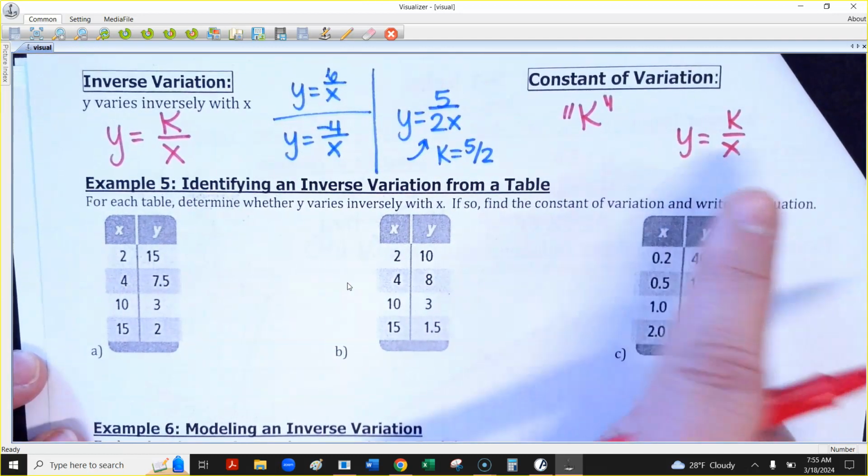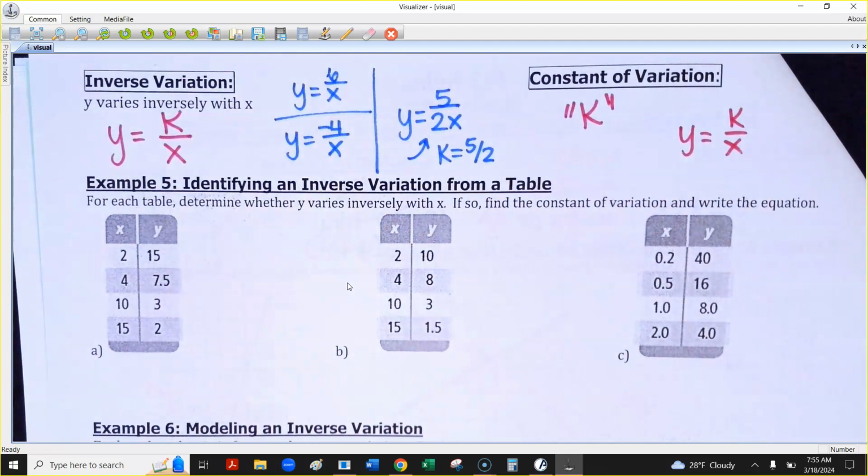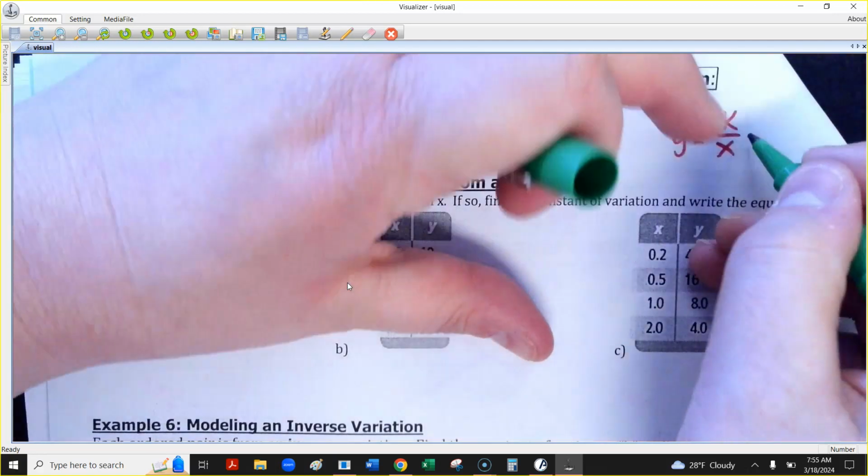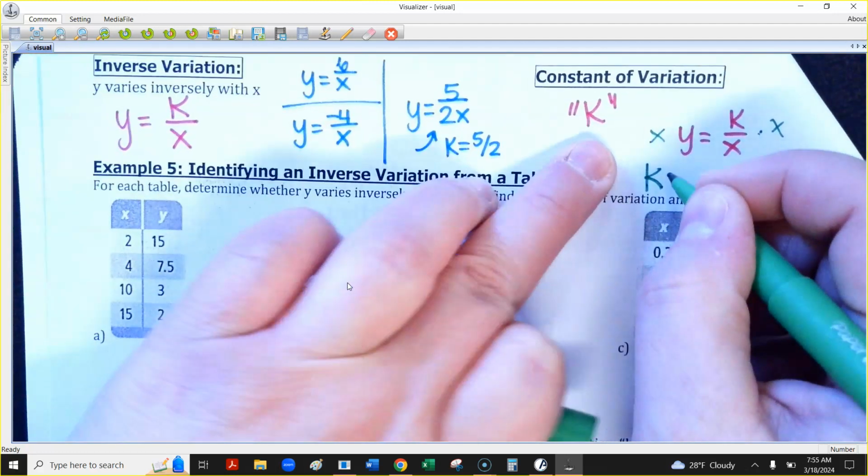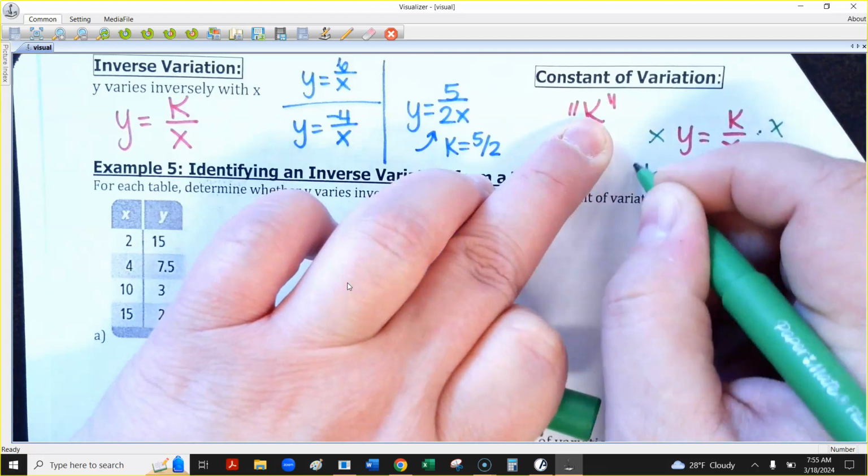With k over x, how could I get k alone? How would I get the x away from it? What do you think? Yes, you're just going to multiply. All right, so the two little equations that go together here: k is x times y.